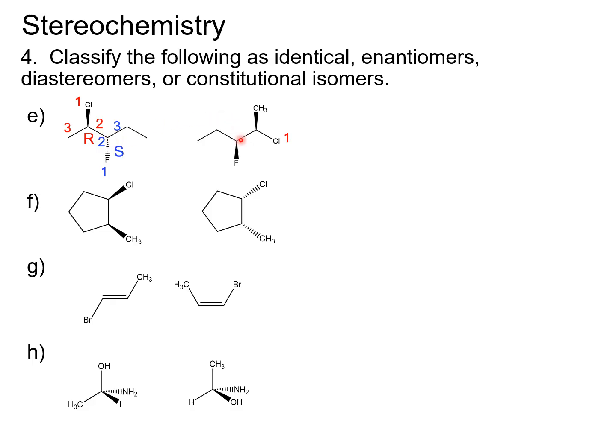Now when I get to this one, the carbon where the chlorine is going to be R. The carbon where the fluorine is going to end up being S. So I drew those in different orientations, but by doing that, I actually didn't change the asymmetric center configuration. So the carbon where the fluorine is, S, the exact same configurations are on those positions. So these are also identical.